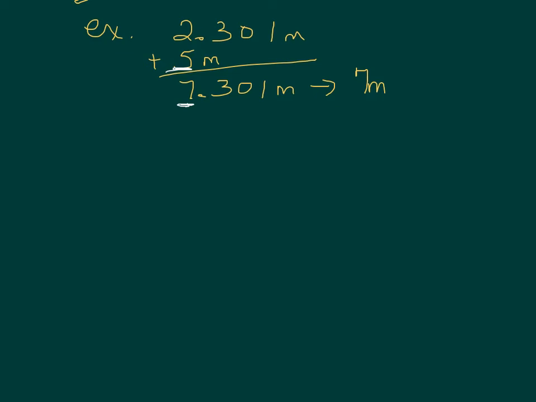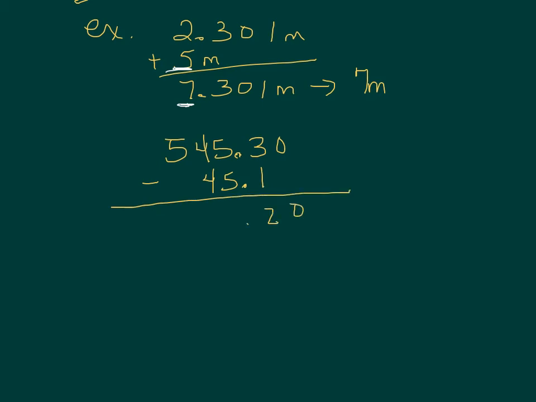If I did a subtraction one, let's do 545.30 minus 45.1. That gives 500.2005. When I'm looking at this, I'll see that this only has one decimal place, which means my answer should only have one decimal place. So my correct answer is actually 500.2. You would round to that first decimal.